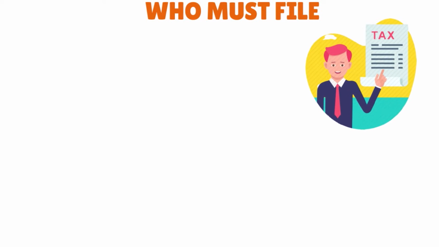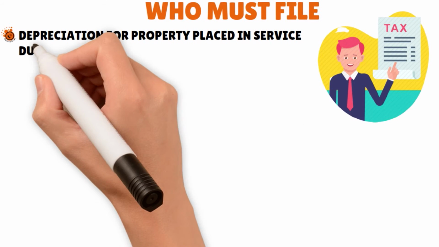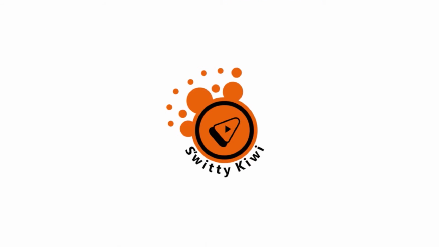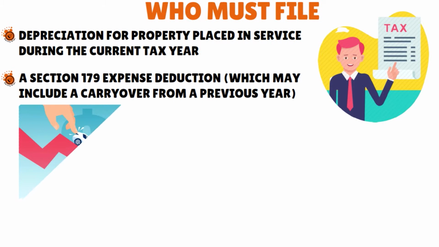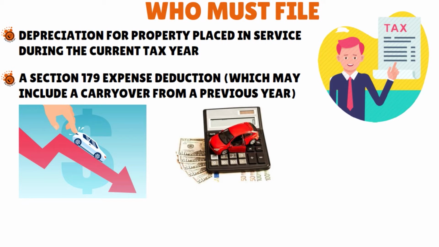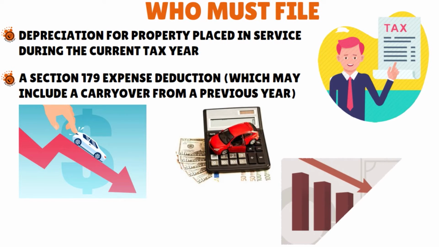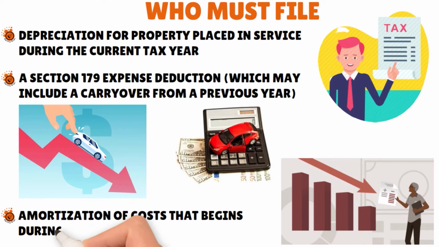Now, you need to file if you're claiming any of the following: depreciation for property placed in service during the current tax year, a Section 179 expense deduction which may include a carryover from a previous year, depreciation on any vehicle or other listed property regardless of when it was placed in service, a deduction for any vehicle reported on a form other than Schedule C, Form 1040, profit or loss from business, any depreciation on a corporate income tax return other than Form 1120S, and amortization of cost that begins during the 2020 tax year.